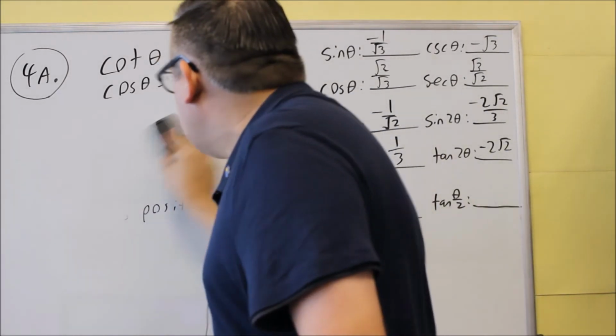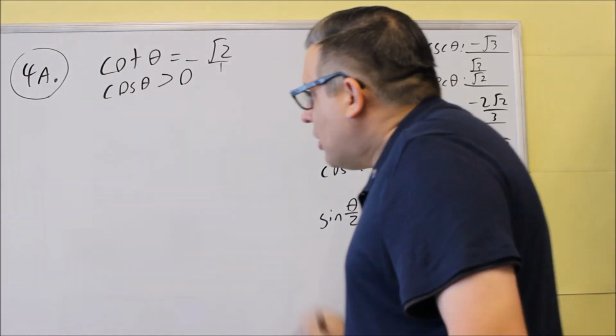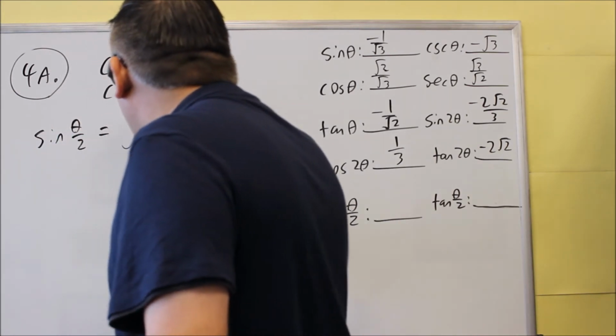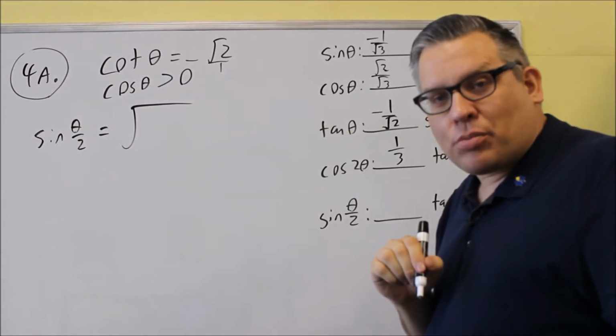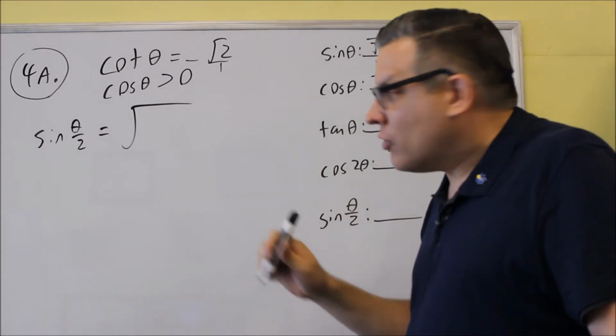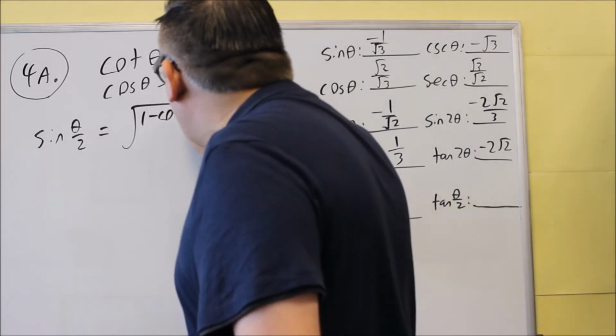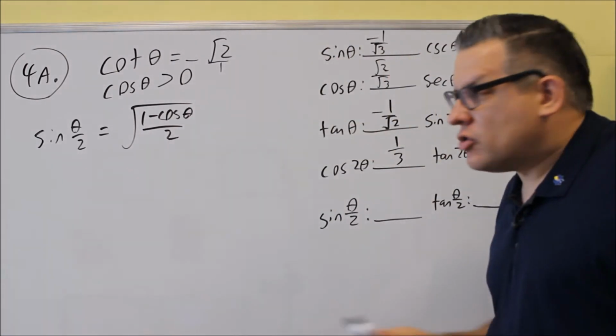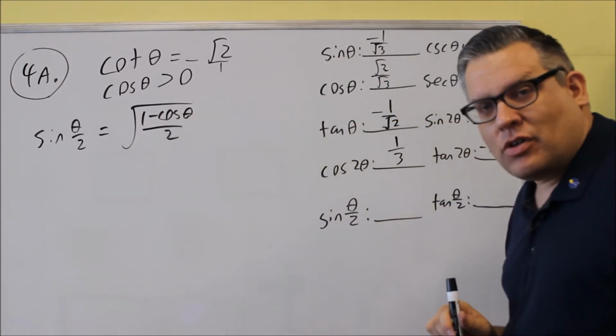So that one is going to be, so we have sine theta over 2 is equal to positive. So again, I'm not using plus or minus, I'm using the positive version here. 1 minus cosine theta over 2. So that's specifically the formula that I want to use. No plus or minus, I determine it's positive.